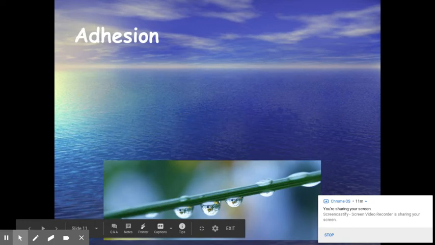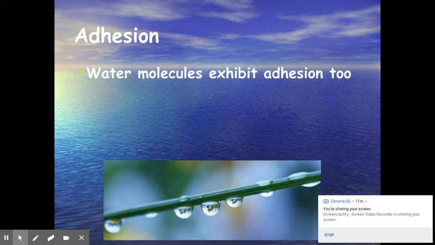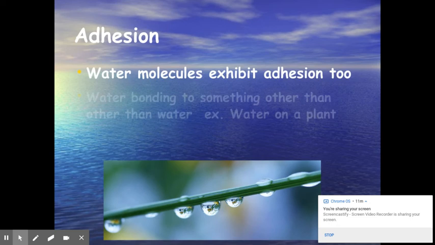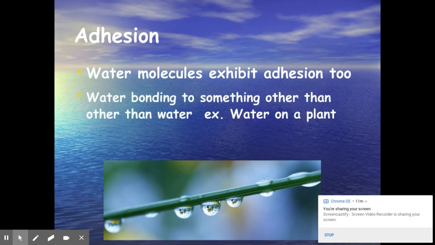Adhesion is our next one. It's similar to cohesion and it's related. Water molecules exhibit adhesion too. Water adhesion is basically water sticking to something else. So for instance, in the picture, you see water on a plant. Water sticking to something else is the explanation for adhesion.